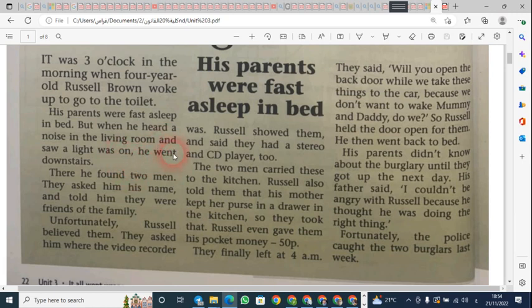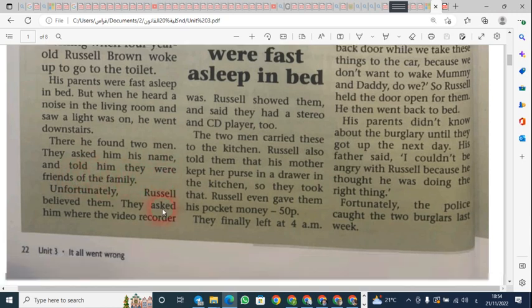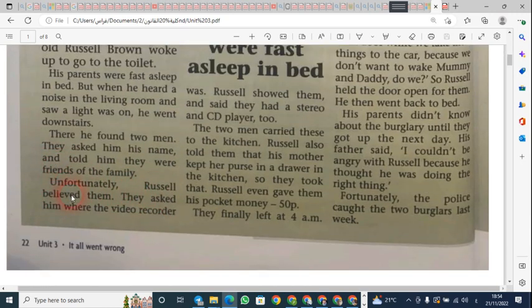He went, this is the past of go, downstairs. There he found two men. Russell found two men at 3 o'clock in the morning at his house. They asked him his name and told him they were friends of the family. أخبروه أنهم كانوا أصدقاء العائلة.